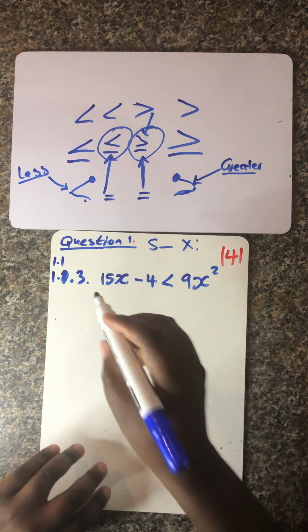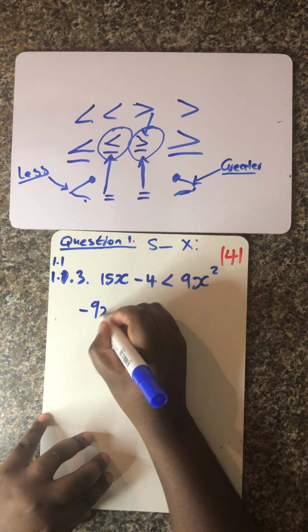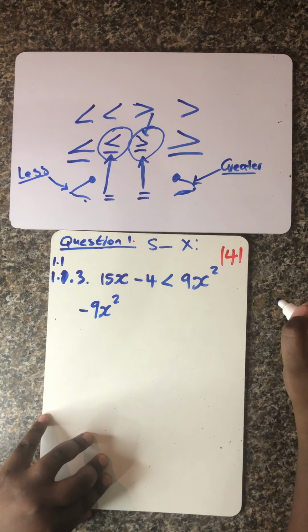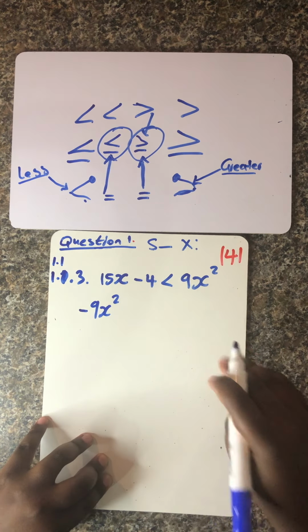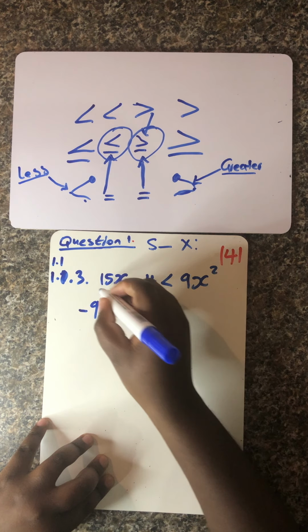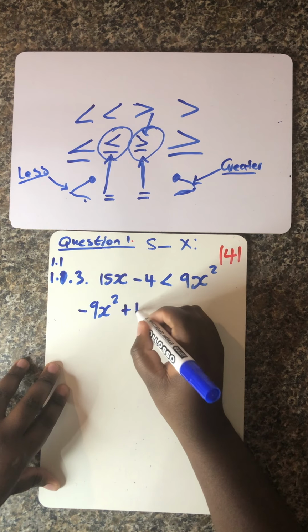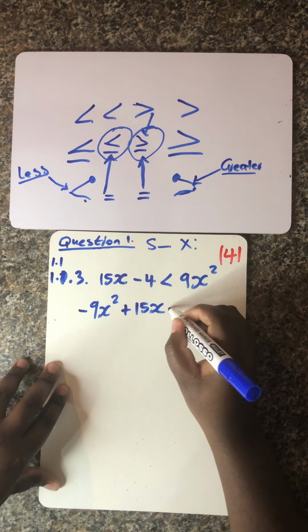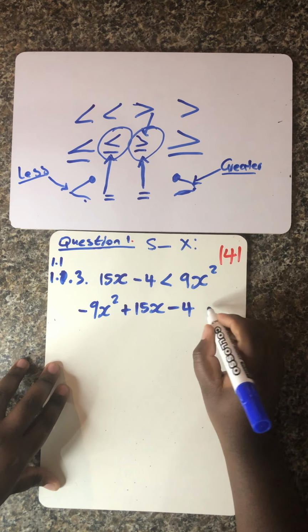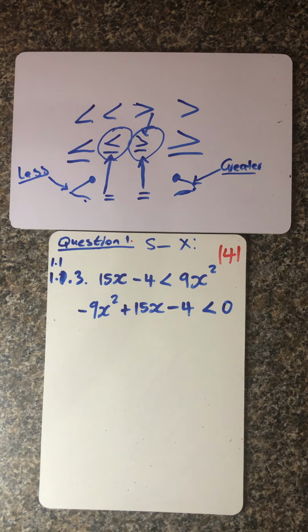Now let's move. Obviously I will want my negative 9x squared to be the first term, so that it's already in the standard form. Because you just moved that alone, everything else remains the same. So that means you have positive 15x, minus 4, and the sign is less than. Then you write 0 on the right. I hope we are still on the same page, ladies and gentlemen.